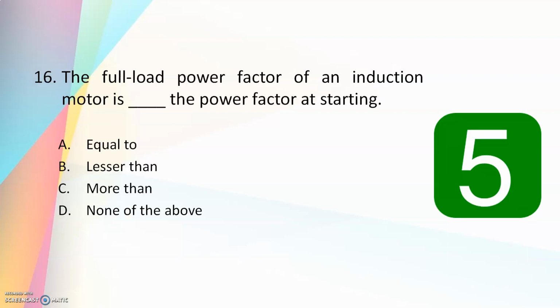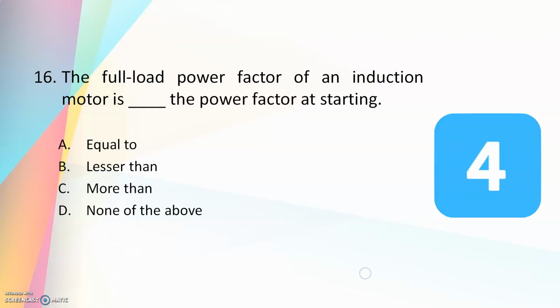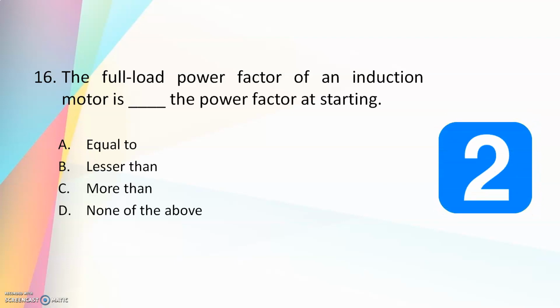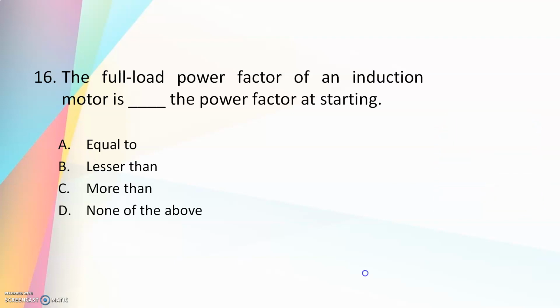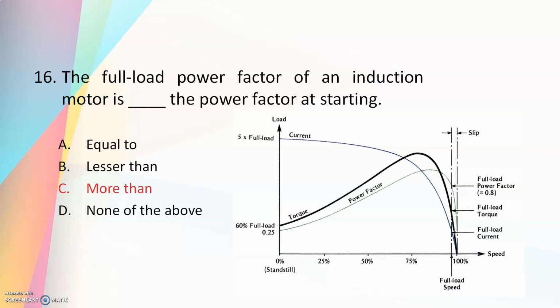The full load power factor of an induction motor is dash the power factor at starting: equal to, lesser than, more than, none of the above. And here you go. And the answer is more than, because the full load power factor is normally more than the no load power factor, and no load power factor is very low, of the order of 0.25 and all, and at rated conditions or full load condition the power factor goes even up to 0.8 or 0.9.